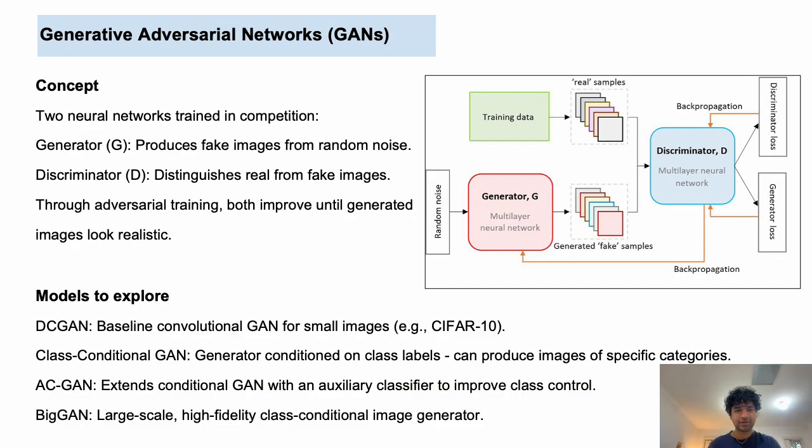All right, we've got the GANs to start off with. Now that stands for Generative Adversarial Network. It is not as complicated as it sounds. So how these work is that they've got two deep neural networks trained in competition. So we've got a generator that produces fake images from random noise. And the goal of the generator is to fool the discriminator into believing that the fake image is real. So the discriminator distinguishes between real and fake images.